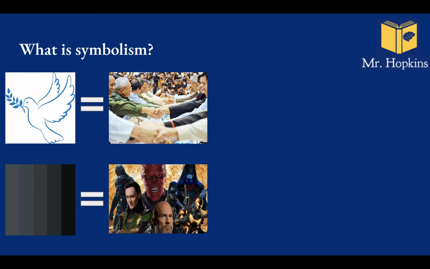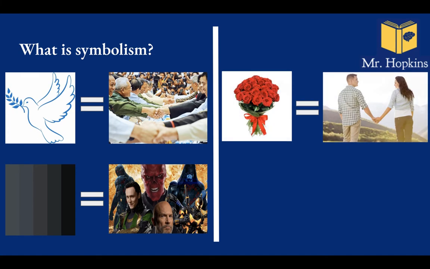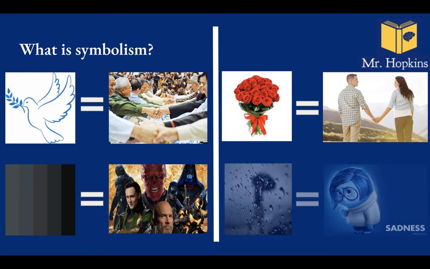Evil, as with Star Wars for instance, can often be explained with colour. A lot of evil characters often wear dark colours. Love can often be symbolised with red flowers, red roses for instance. And sadness can be symbolised with rain.